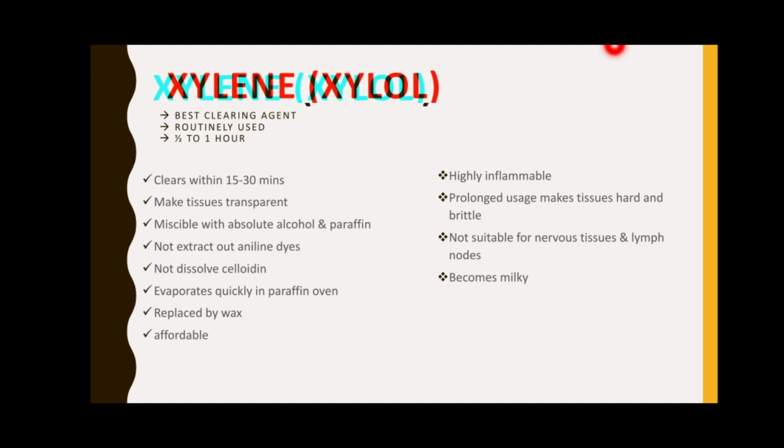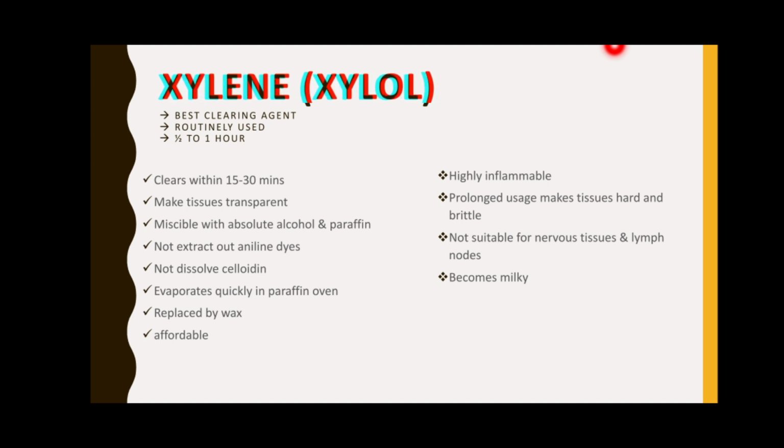The disadvantages of using xylene is that if you use this longer than 3 hours, it makes tissues excessively hard and brittle. It causes considerable hardening and shrinkage of tissues, hence is not suitable for nervous tissue and lymph nodes. Xylene also becomes milky when an incompletely dehydrated tissue is immersed in it.